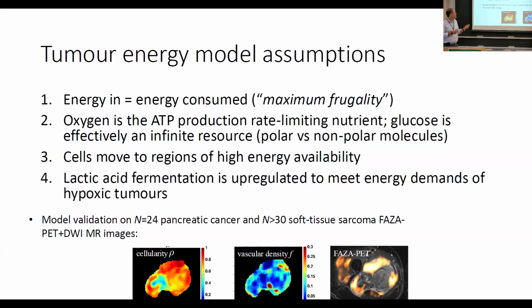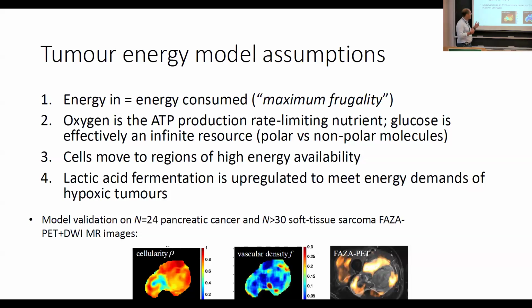The second one is that oxygen is the ATP production rate limiting nutrient. Oxygen is highly insoluble in water. That has a huge impact on everything. Our vasculature would look very different if we relied entirely on glucose. Really, our vasculature is optimized to deliver oxygen. The third assumption is that cells move to regions of high energy availability.